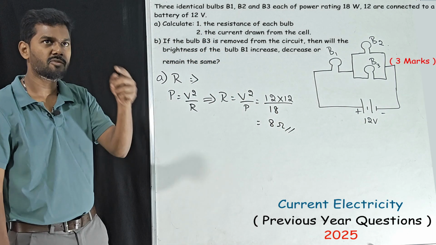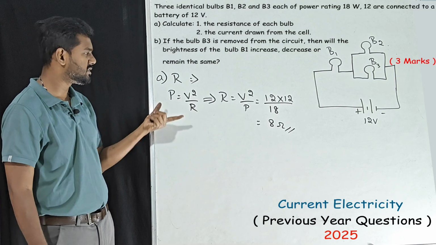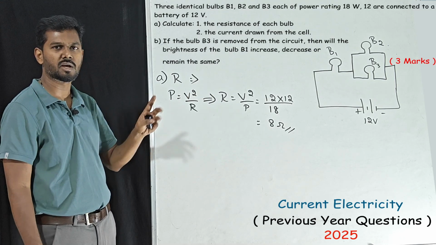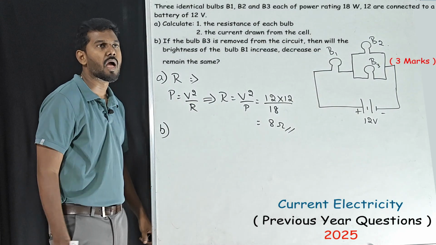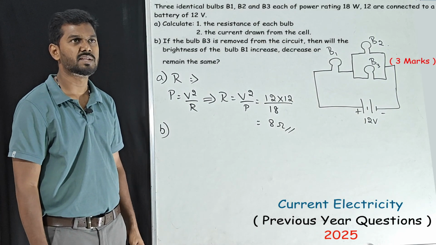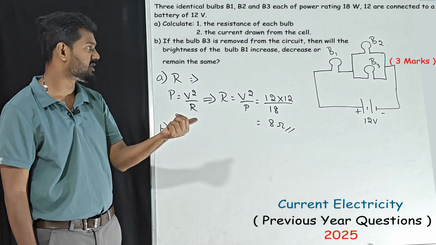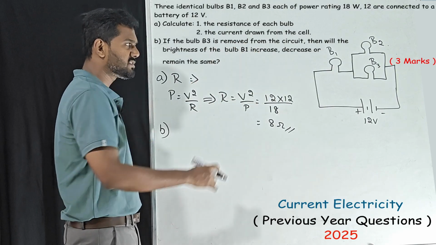That is the resistance of each bulb. That's it. Very simple question. Just by applying the formula and substituting the correct values, you will get the answer correctly. Then, current drawn from the cell. So what is the complete current in the circuit?